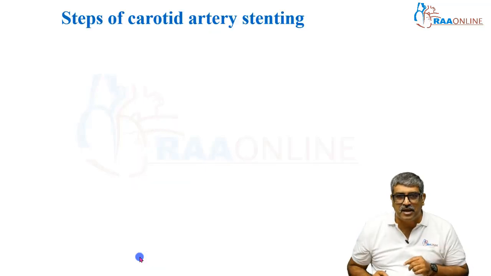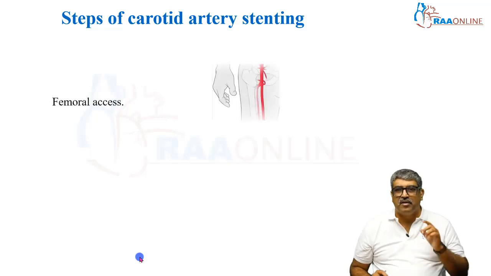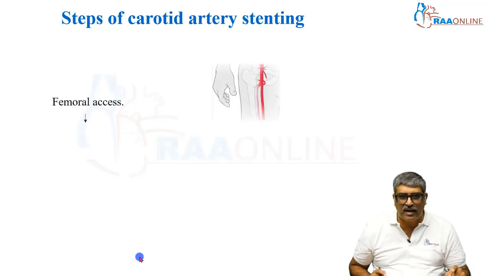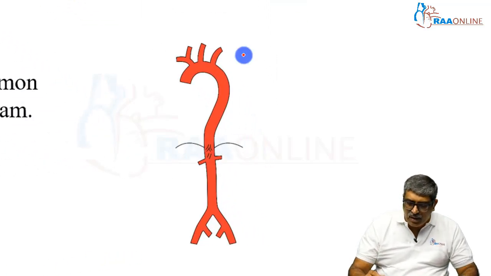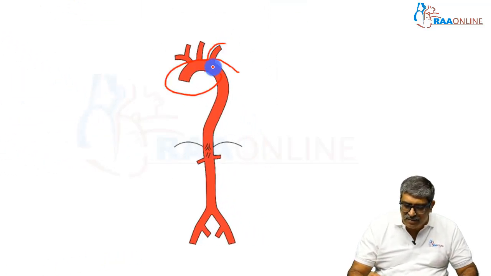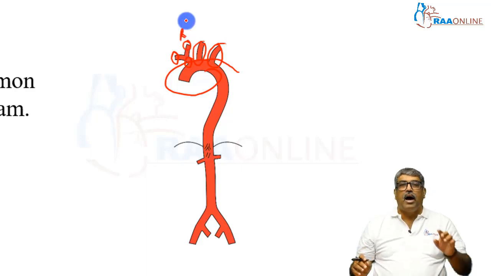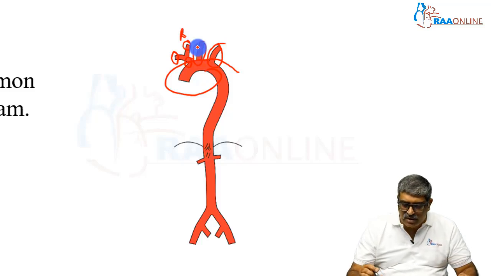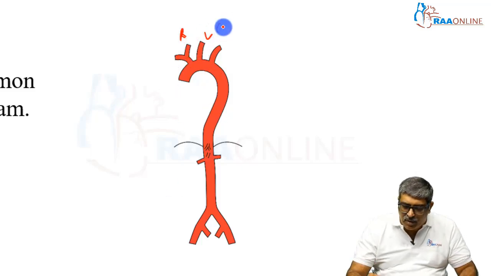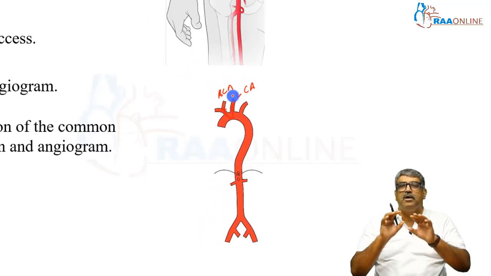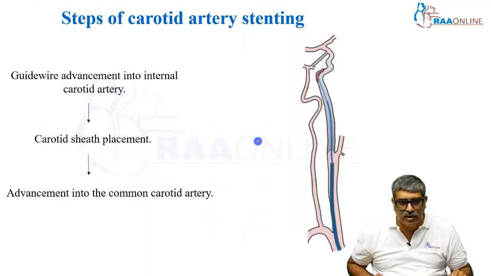Now, coming to the steps of carotid artery stenting. First is you secure the femoral access, then you do an arch angiogram. Here you have the left subclavian, left common carotid, brachiocephalic, which divides into right subclavian and the right common carotid. And you have to know which carotid is involved. This is the left common carotid and this is the right common carotid. So, whichever artery is involved, you have to cannulate that respective carotid artery and do an angiogram.